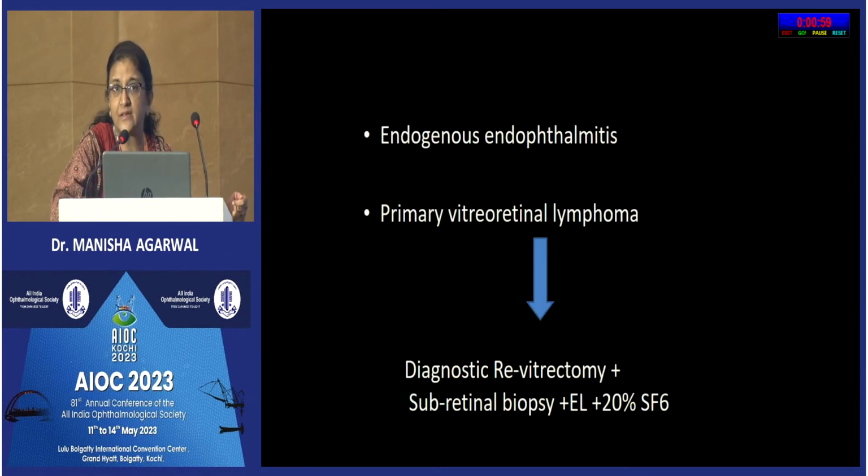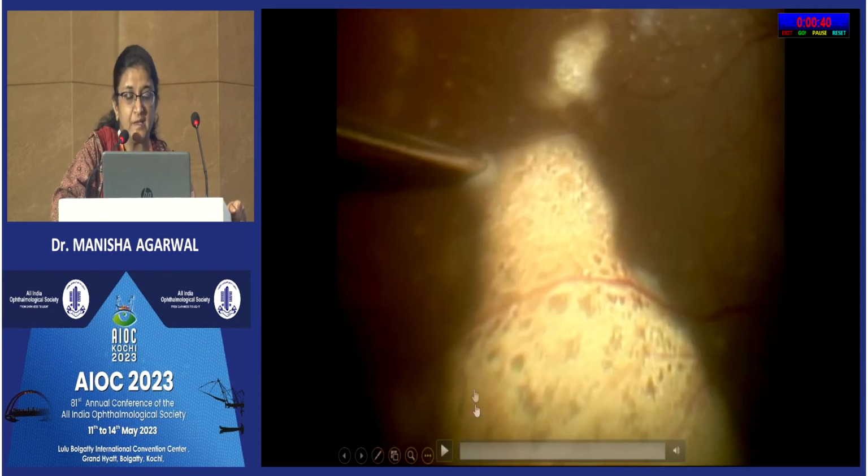So here we are dealing with a patient diagnosed as endogenous endophthalmitis, query fungal, secondary to the history that the patient gave, but came out to be a primary vitreoretinal lymphoma. And we did go ahead and did a revitrectomy for this patient with a subretinal biopsy, because already there was a diagnosis that had been made for this patient.